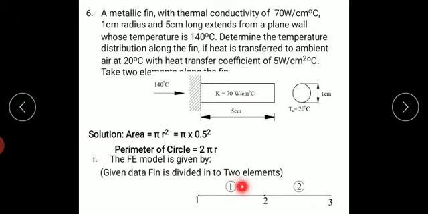Here we have 2 elements and 3 nodes. Why 2 elements? Because the given data says to take 2 elements along the fin, so we consider the single fin as 2 elements and then solve. The intention is to find the temperature distribution at the mid, that is, temperature T2.